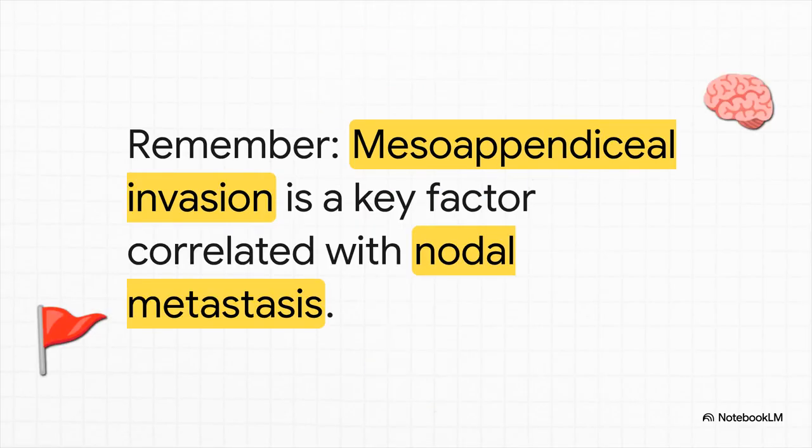And here's another really key detail, straight from the protocol's notes. Even if you don't see clear-cut lymphovascular invasion, just the presence of tumor in the mesoappendix, that's the fatty tissue that holds the appendix's blood supply, that fact alone is a powerful predictor that it's probably in the lymph nodes. You have to mention that clearly in your report.